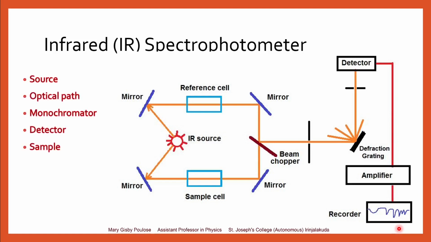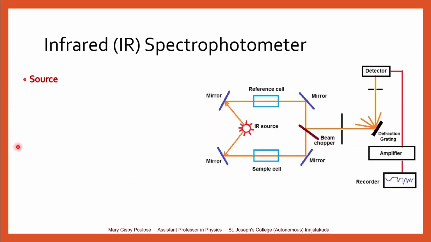So the different parts of the infrared spectrophotometer are the source, the optical path, the monochromator, the detector, and the sample. First one is the source. Now the source is usually a filament that is maintained at a red or white hot by an electric current. So this filament is made so hot that it glows red or white.